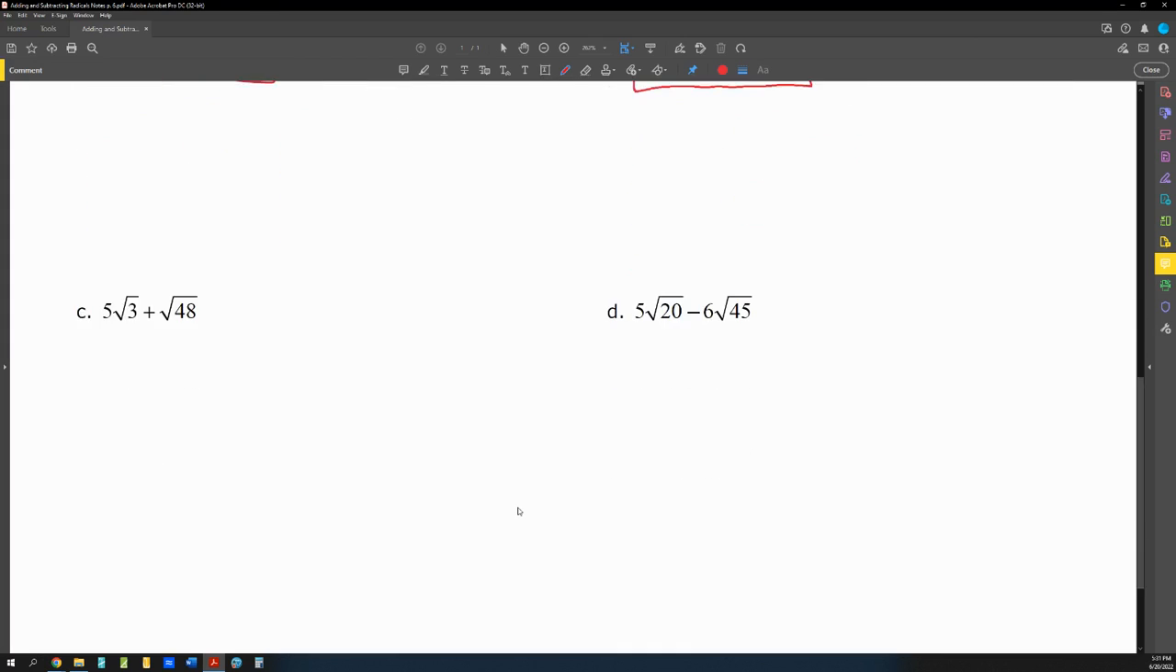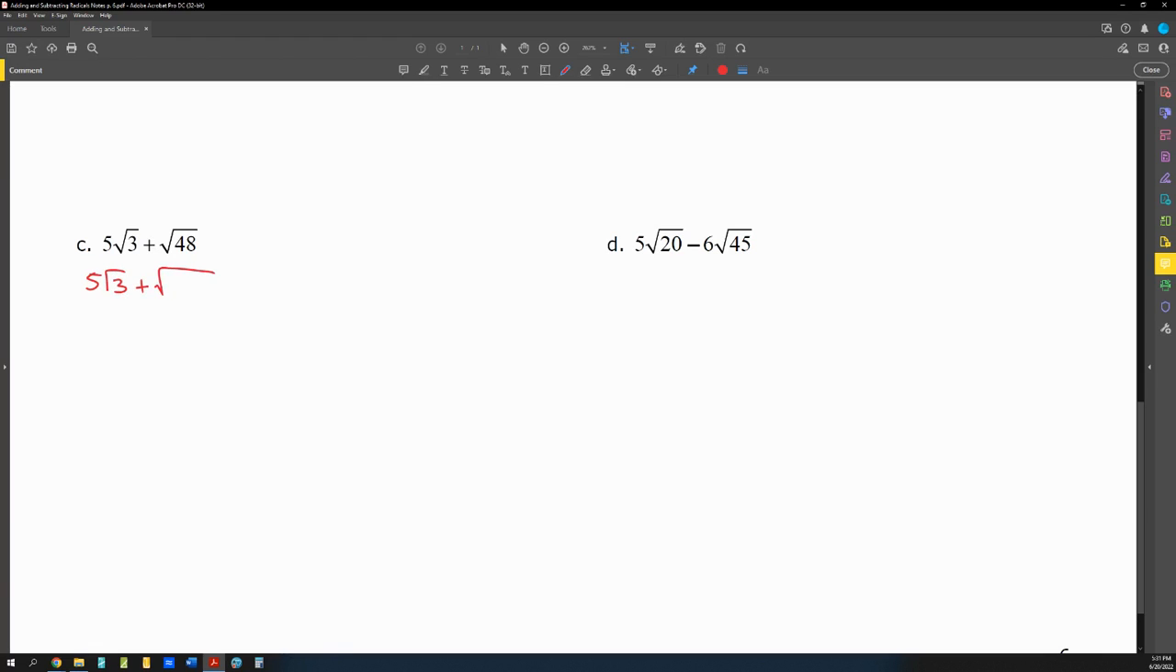Letter C, 5 root 3 plus root 48. So root 48, I notice, is not completely simplified. I can rewrite the square root of 48 as the square root of 16 times 3. 48 is a product of 16 and 3. So we can rewrite this using two radicals, or the square root of 16 times the square root of 3. And so we have 5 root 3 plus 4 times the square root of 3.